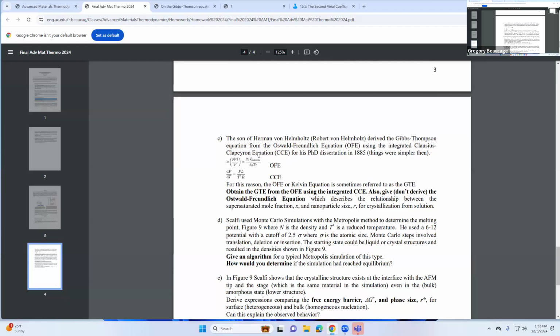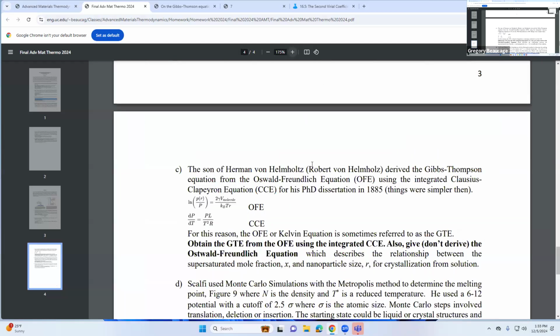And then this thing's a little bit more involved. So you have blah, blah, blah. To derive the Gibbs-Thomson equation, this same equation, not by that route, but by this route, you use the Ostwald-Freundlich equation, and then integrate the Clausius-Clapeyron equation. This doesn't exactly have anything to do with the paper, that's what I was saying. So you have Clausius-Clapeyron.